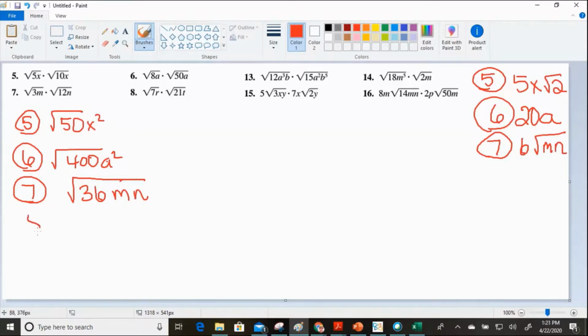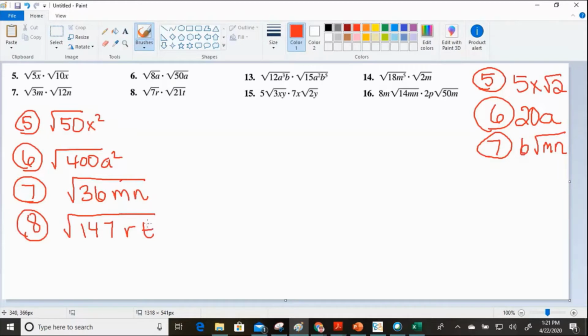Okay, number 8. Let's see, 21 times 7. And yes, I have my calculator right here beside me, so I can get these numbers quickly. Let's see, 147. And then I have an R and I have a T.